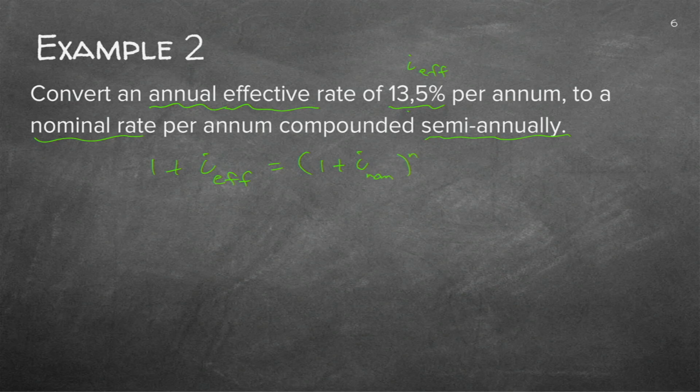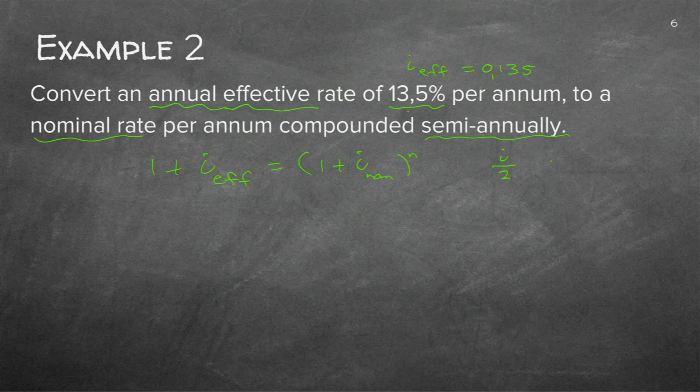But before I do, I need to go and check. The effective rate is 13.5, so I'm just going to do that there. It's 0.135. Remember, we prefer decimals. To a nominal rate compounded semi-annually. Semi-annually means cut your year into 2 pieces. So I must also cut my I into 2 pieces.